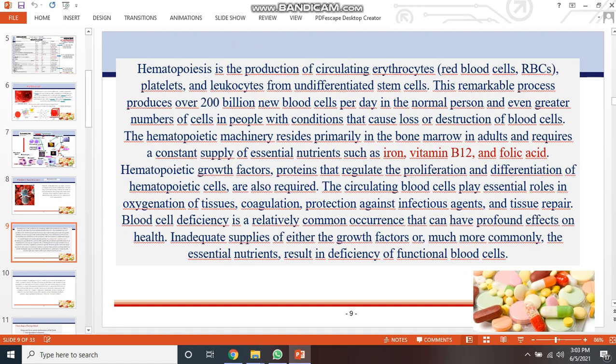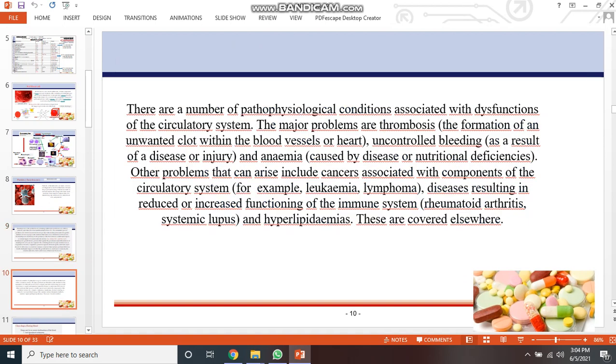Hematopoietic growth factors, proteins that regulate the proliferation and differentiation of hematopoietic cells, are also required. The circulating blood cells play an essential role in the oxygenation of tissue, coagulation, protection against infectious agents, and tissue repair. Blood cell deficiency is a relatively common occurrence that has a profound effect on health. Inadequate supply of either growth factors or, much more commonly, the essential nutrients results in deficiency of the functional blood cells.